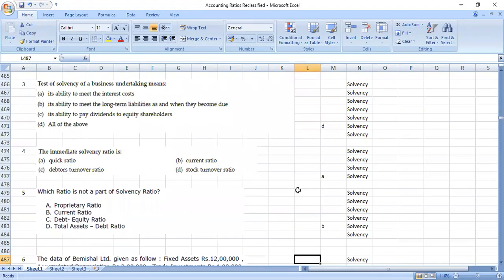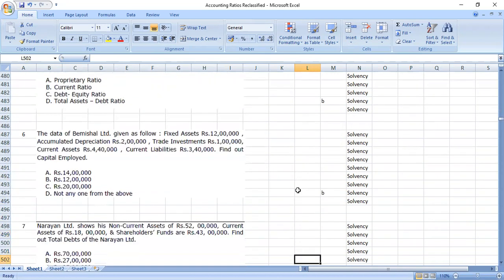The immediate solvency ratio is quick ratio. Current ratio and quick ratio are liquidity ratios. Stock turnover, immediate solvency. Kind of question is funny. Immediate solvency in the sense as they become due. If you have to justify the answer, the ability of the firm to pay the debt as and when it is due is quick ratio. So kind of not a great question, I would say. Which ratio is not part of solvency ratio? Current ratio. Question repeated.